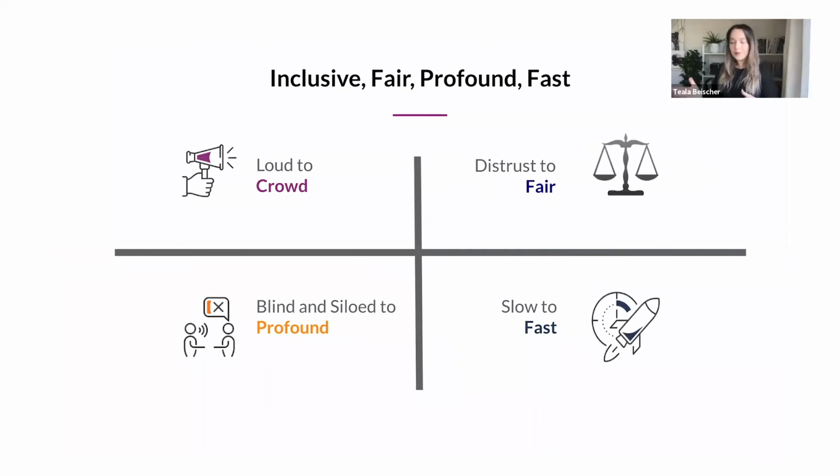And so you've probably seen this slide before at some point in your Thoughtexchange experience, and this is talking about the four cultural shifts that Thoughtexchange can really do for you. So you can move from loud to crowd, from distrust to fair, blind and siloed to profound, and slow to fast. And what's really important to consider here is that none of these things happen with a single exchange. They all happen with a series of exchanges and a slow build of trust.